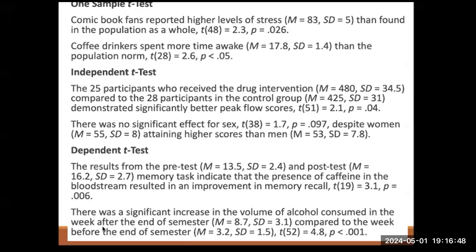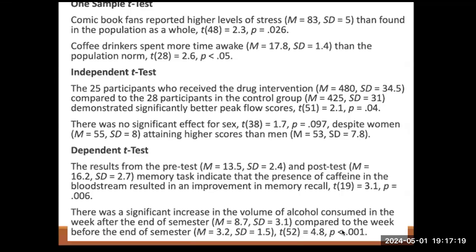And then another way, in the last results, there was a significant increase in the volume of alcohol consumed in the week after the end of the semester, and there's the mean and standard deviation, compared to the week before the end of the semester. So there you see T, and then the 52 indicates there were two groups there, sample size of 54, and you have P equals 0.001.